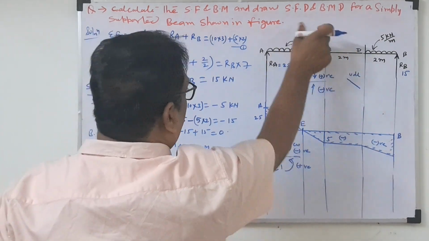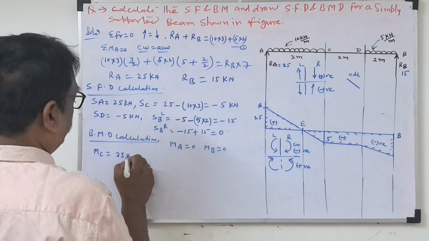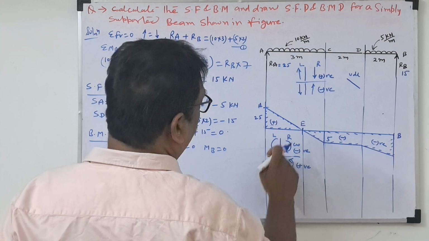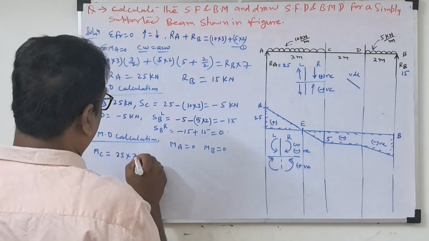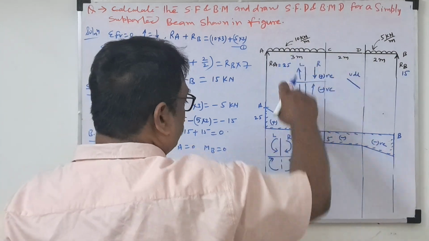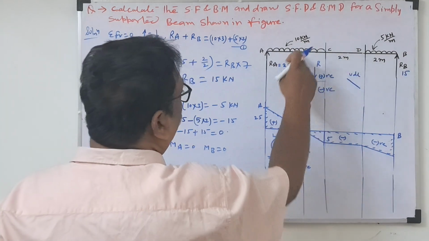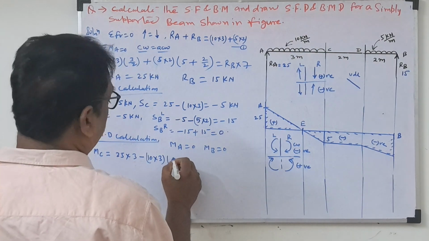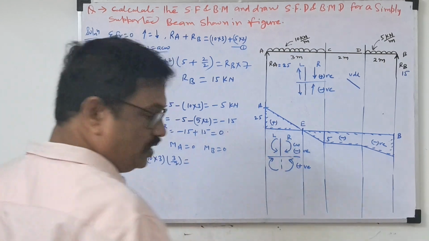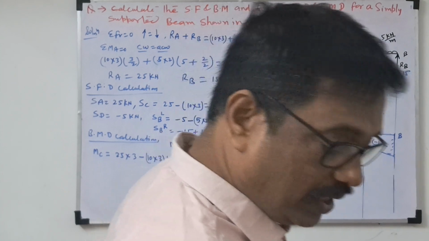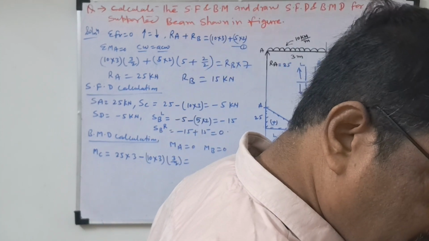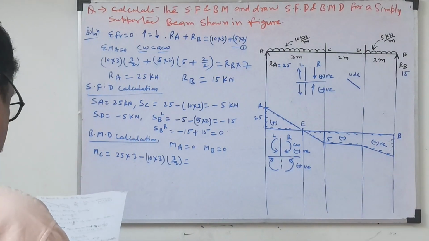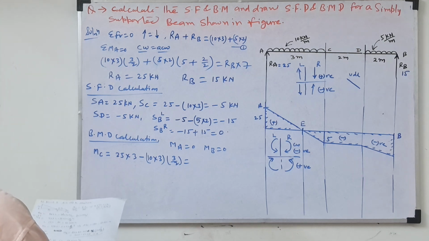So at this point, RA 25 into 3. This is going clockwise, positive. Then 25 into 3 minus the load on the left side, which is anti-clockwise, negative: 10 into 3 load, then 3 by 2. So how much will MC come? We'll see the value we calculated. Which question are we drawing? MC is not yet calculated.